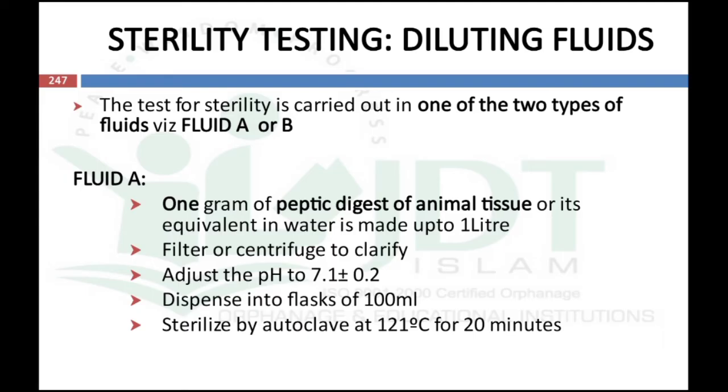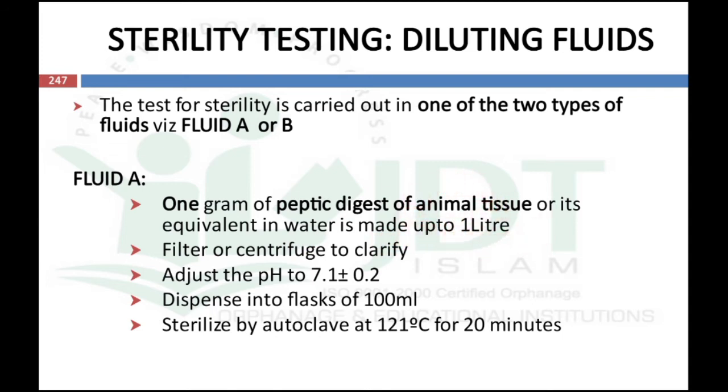After taking the sample, sometimes it may be required to dilute the sample with either fluid A or fluid B. So fluid A can be prepared by 1 gram of peptic digest of animal tissue or its equivalent in water, and finally we have to make up the volume to 1 liter.